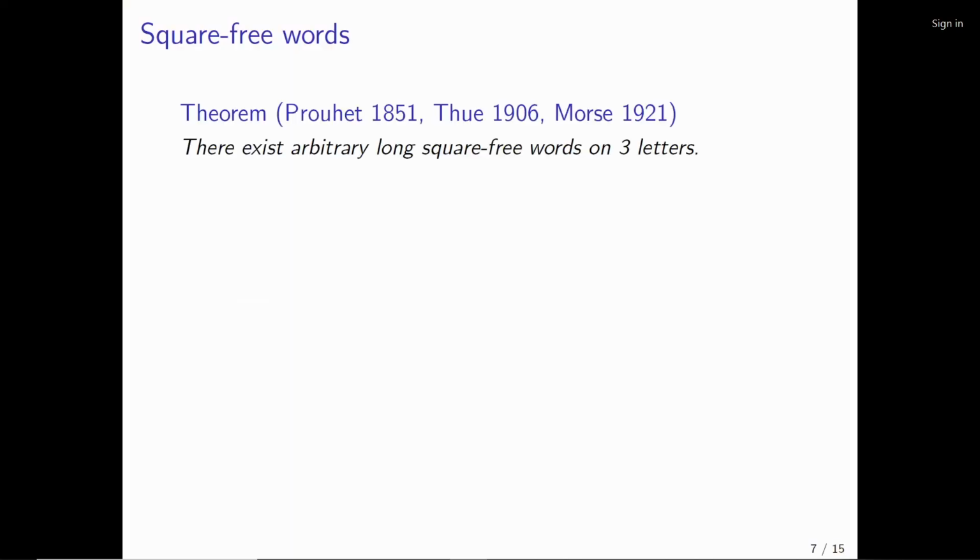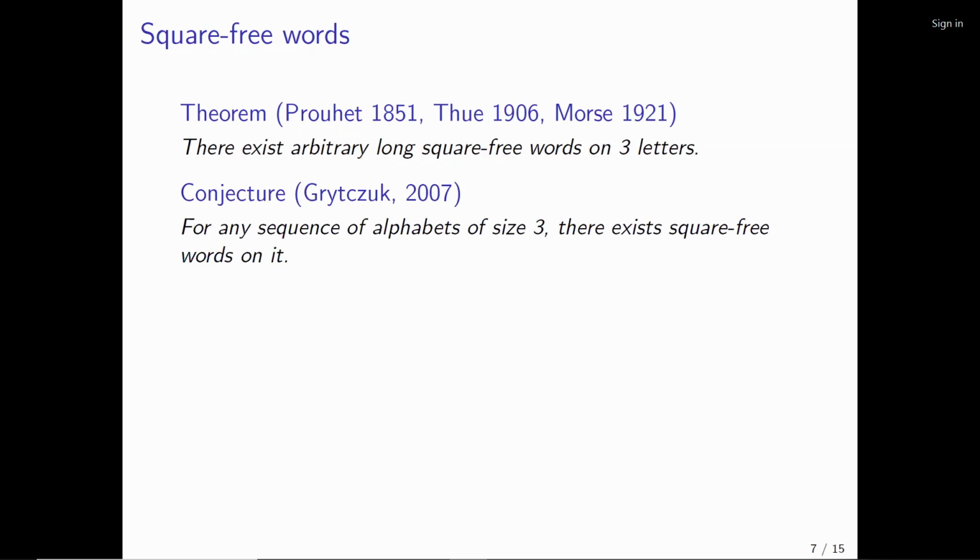This is a result that exists from quite a long time ago, which is an explicit construction on 3 letters that gives you arbitrarily long words without squares. And in 2007, it was conjectured that you can actually do a list coloring version of this. And what does it mean? It means that you have a sequence of lists of size 3, each of them, and you want to build a word such that each letter is chosen from the corresponding list. And again, for this word to be square-free.